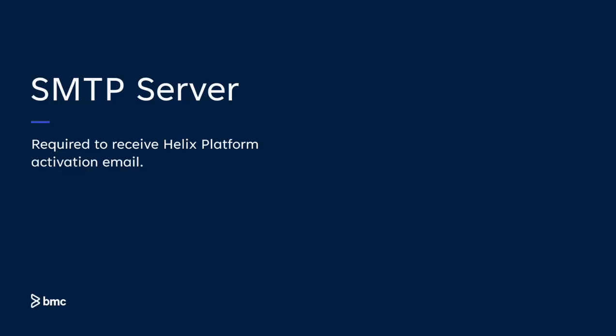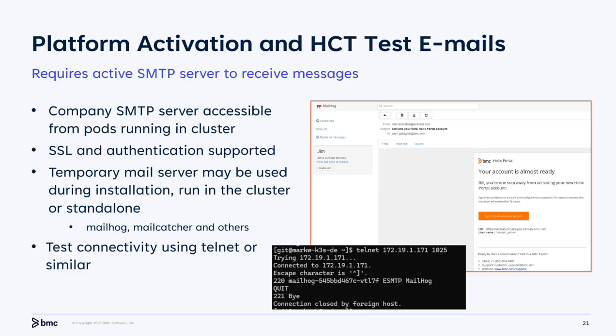Something else that you'll need, another external server, usually is a mail server. As part of the Helix platform installation, an email is generated which has an activation link that you need to click on. So you need a way to receive that email. Also the health check tool, when you get to run that, one of its pre-checks is to send an email to make sure that connectivity is up and running. So you can use your company SMTP server, assuming that it is accessible and you're allowed to use it.